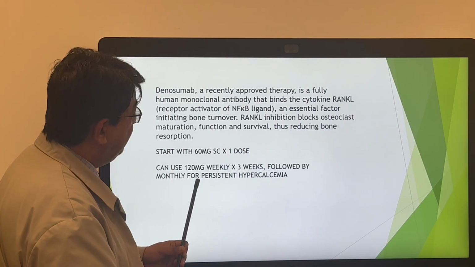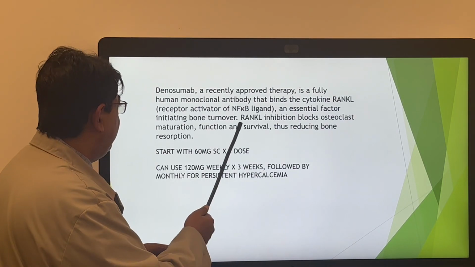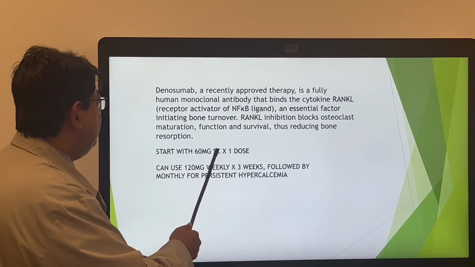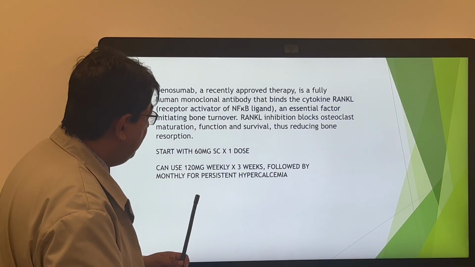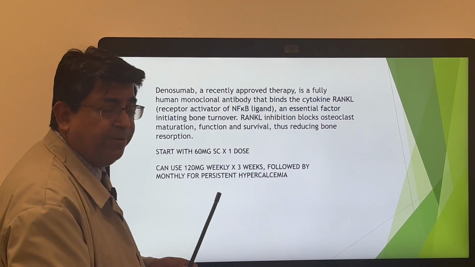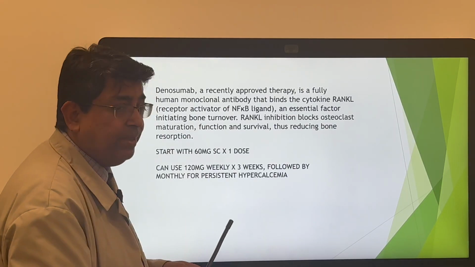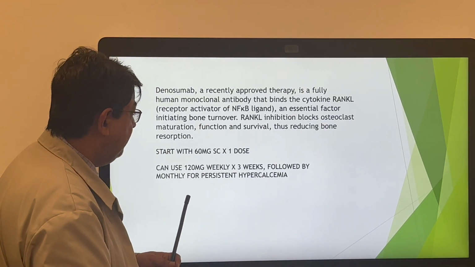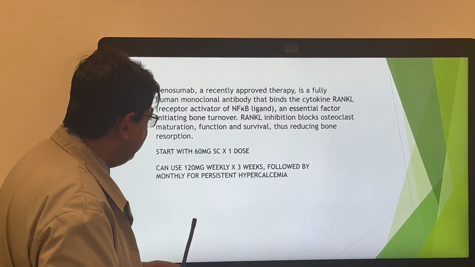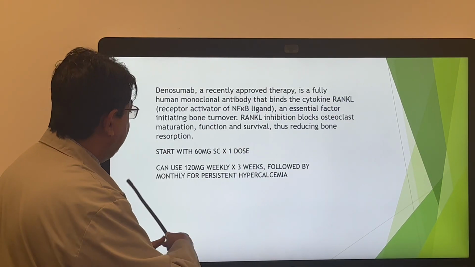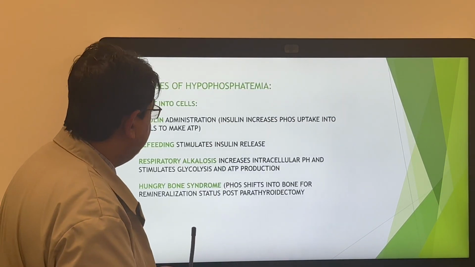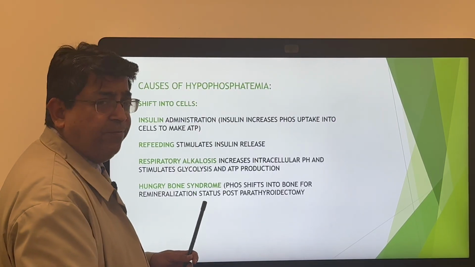It's a fully human monoclonal antibody that binds the cytokine RANKL, receptor activator of NF-kappa B ligand, which is an essential factor initiating bone turnover. RANKL inhibition blocks osteoclast maturation, function, and survival, thus reducing bone resorption. It's actually very effective, and hypocalcemia is a common adverse effect of denosumab, so close monitoring is indicated. Start with 60 milligrams sub-Q times 1 dose. Sometimes maintenance is required, and that would be 120 milligrams weekly times 3 weeks, followed by monthly. Next slide.